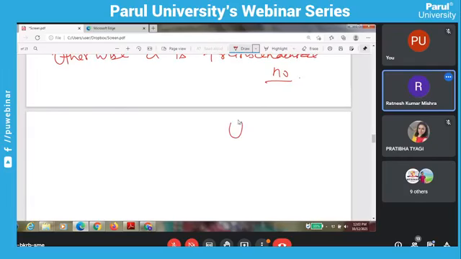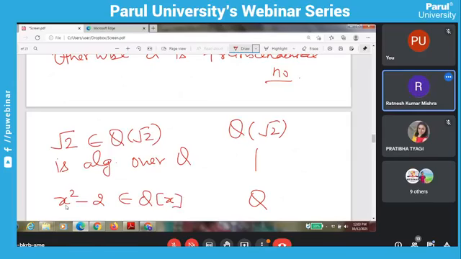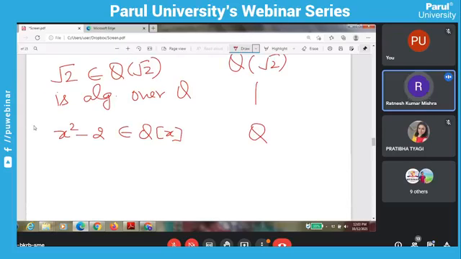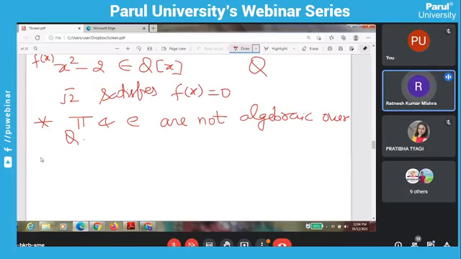Now we can see that Q(root 2) over Q. So root 2 belongs to Q(root 2). So this is algebraic over Q, because root 2 satisfies x squared minus 2, which belongs to Q[x]. So root 2 satisfies, suppose this is f(x), f(x) equal to 0. But we can say that pi and e are not algebraic over Q. So therefore, there is the concept of algebraic extension.